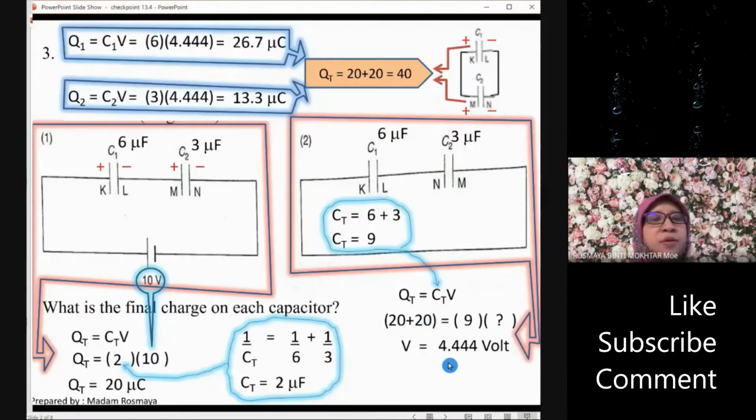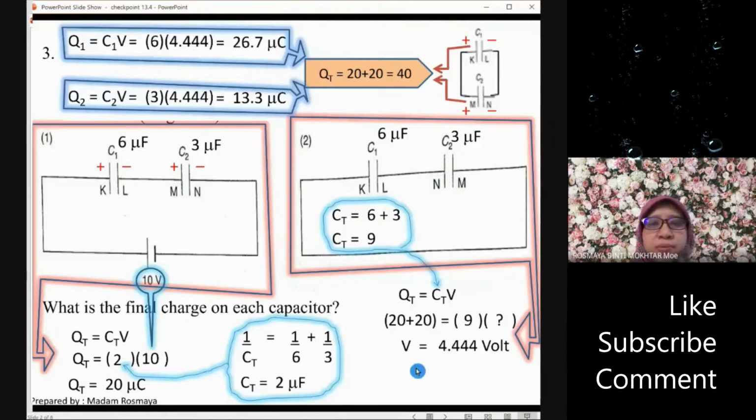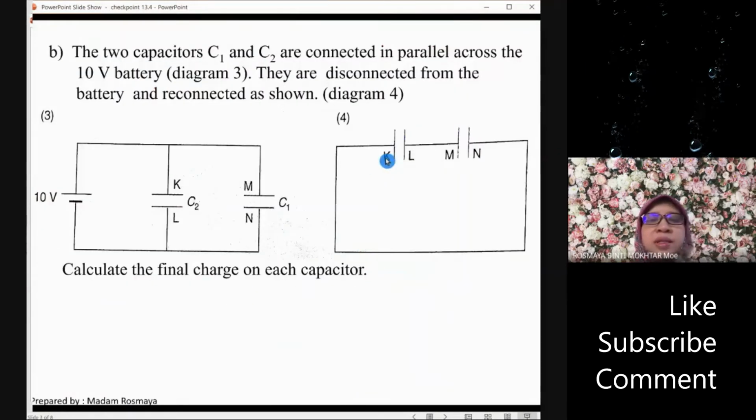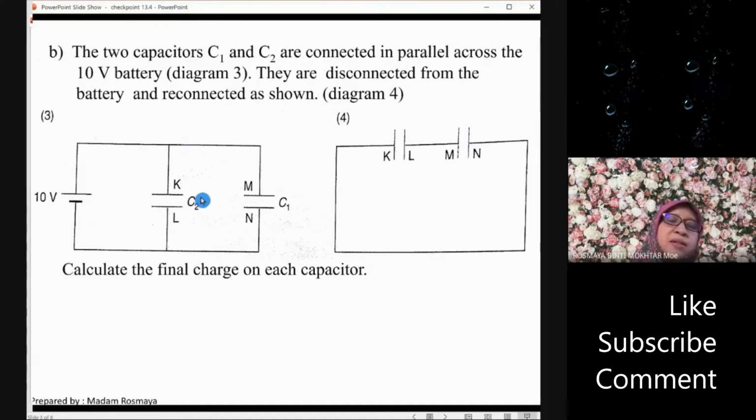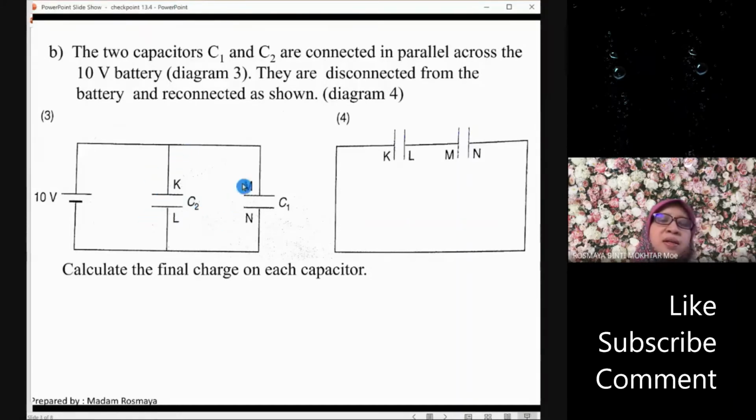Okay, now for question 3.2. This is 3.1. So 3.2, they changed here to K, L, M, N, and the initial charging also is different. They put it as parallel. Arrange the capacitance in parallel. So we need to calculate the charge accumulated on C2 and C1 first.